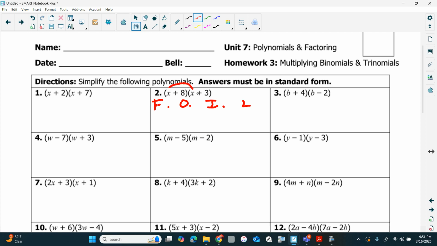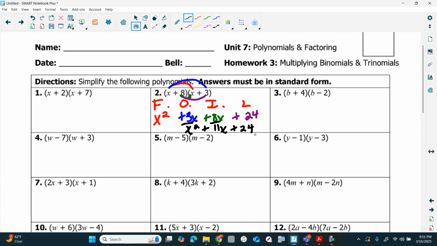So our first term is x times x. That would be x squared. The outer term is the x times 3. That's going to give me 3x. The inner term is the 8 times x. That's 8x. And the last term is the 8 times 3. So that's 24. So you're going to combine your like terms, which are right here. So this, I'm kind of running out of room here, but this turns into x squared plus 11x plus 24.